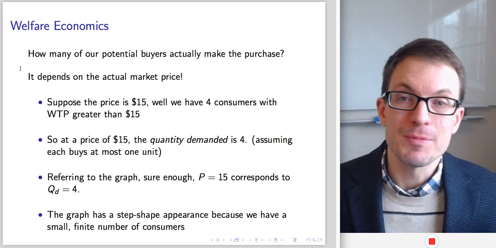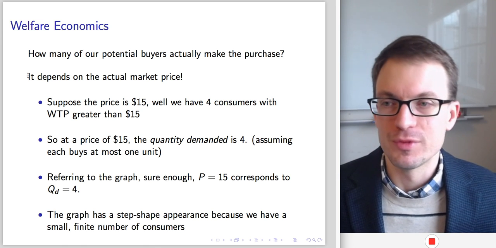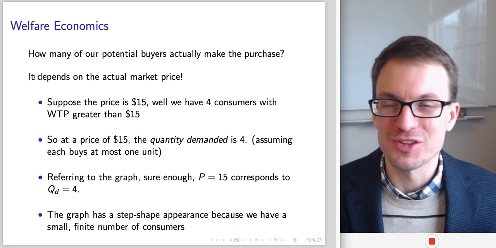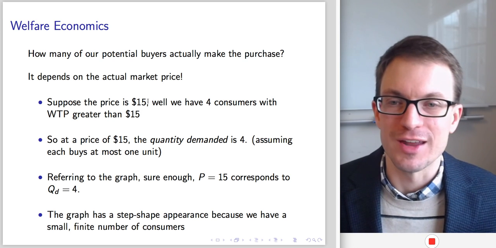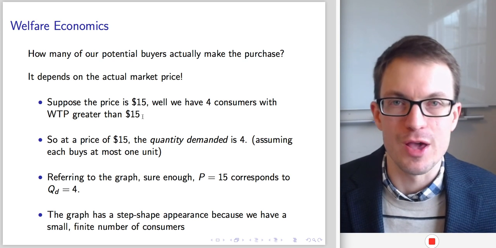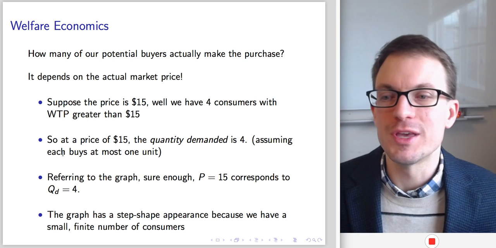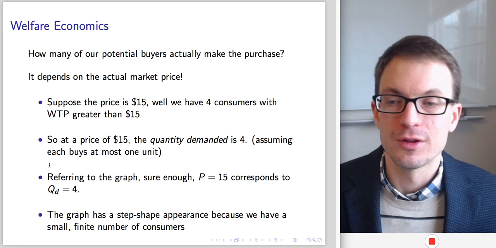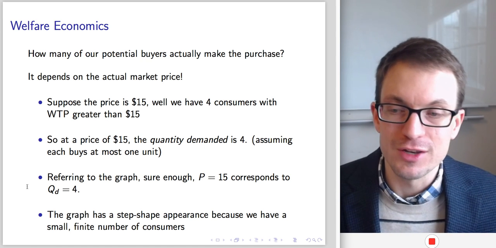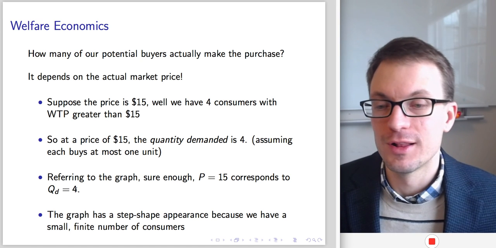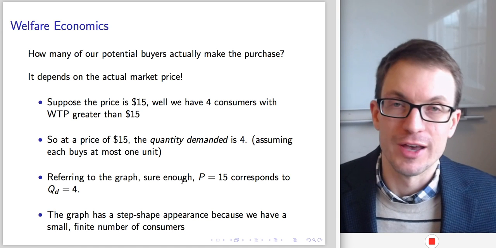Okay, so how many potential buyers actually make a purchase? I walked through this a little bit a second ago when we were looking at the picture, but the intuition you should have by this point is that the number of buyers depends on the market price. So suppose the market price is $15. We have 4 consumers with a willingness to pay greater than $15. So at a price of $15, the quantity demanded is 4, assuming each person buys at most 1 unit. If we go back to the graph, and I'll show this on the next slide, sure enough, you'll see a price of 15 corresponds to a quantity demanded of 4. And once again, the graph has a step shape appearance because we have a small finite number of consumers.